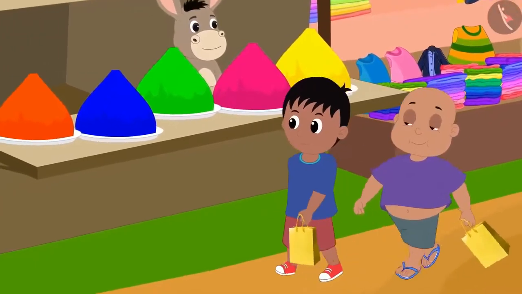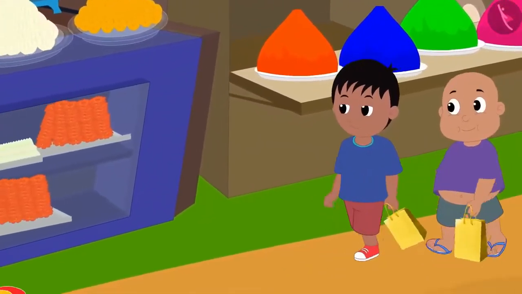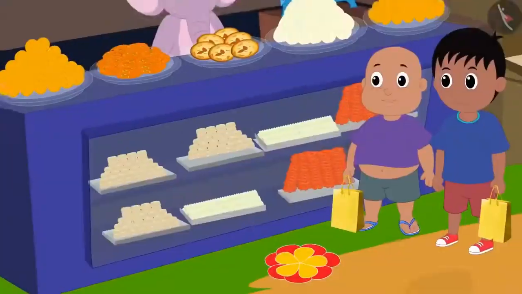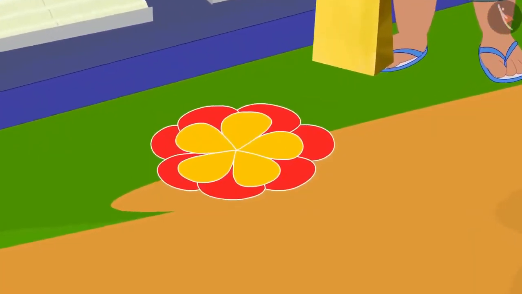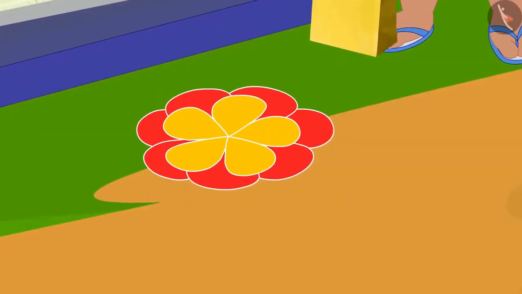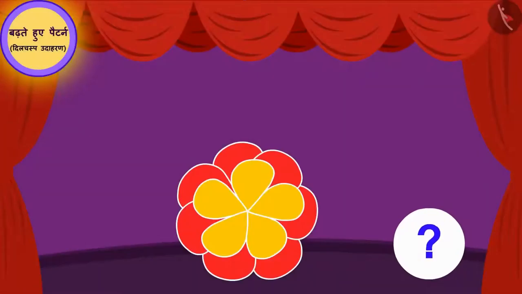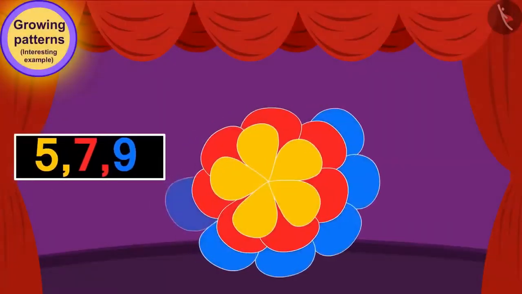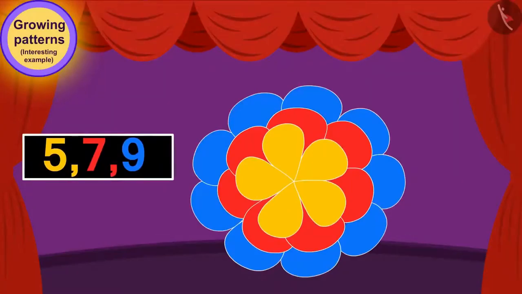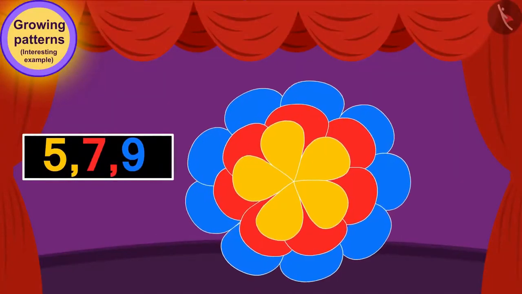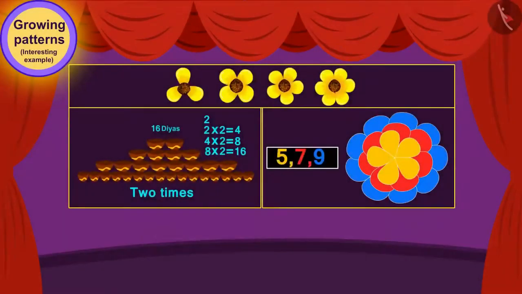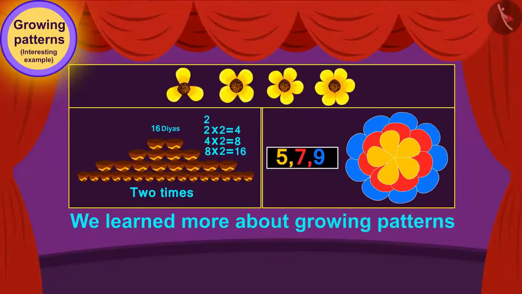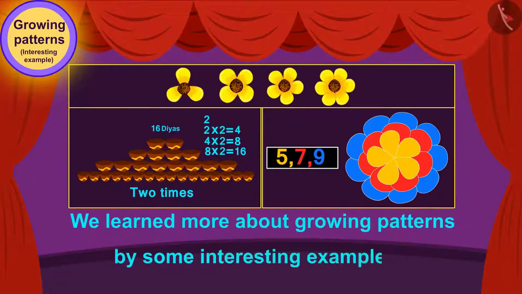Now, Raju and Bablu have come to Appu's shop to buy sweets. Such a beautiful rangoli is made in front of Appu's shop. Children, can you carry forward the growing pattern of rangoli at Appu's shop? You have carried forward this growing pattern perfectly. Children, in this video, we learned more about growing patterns by some interesting examples.